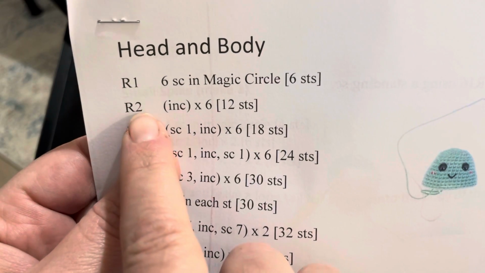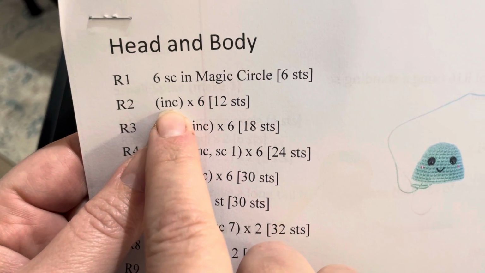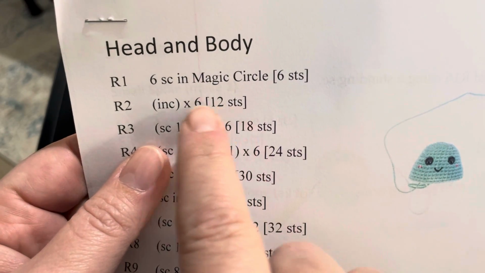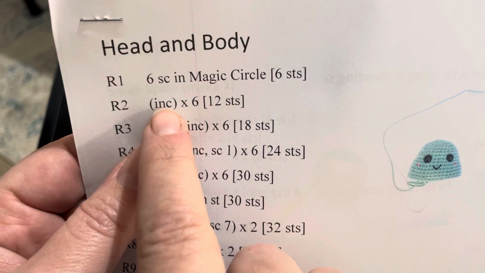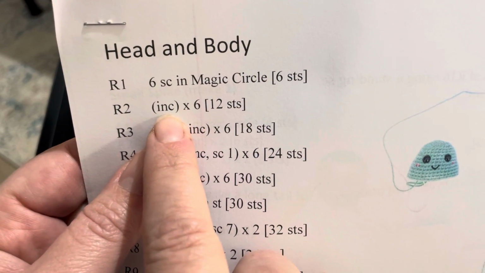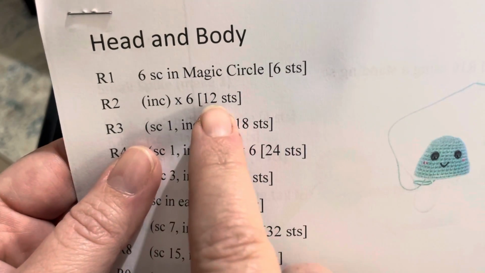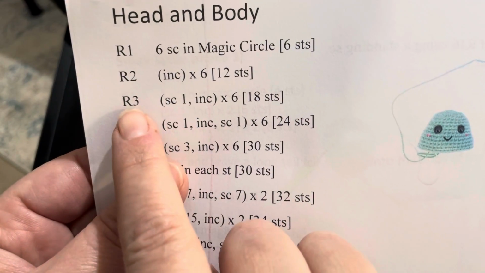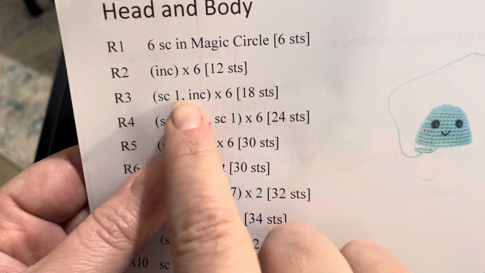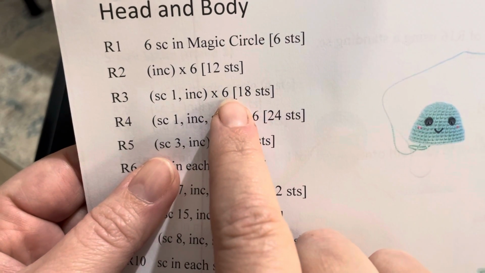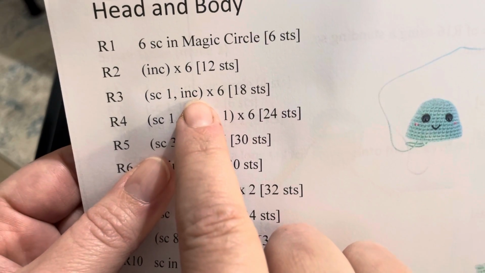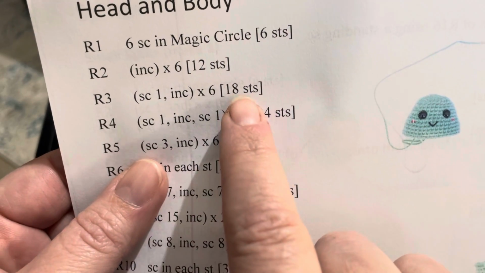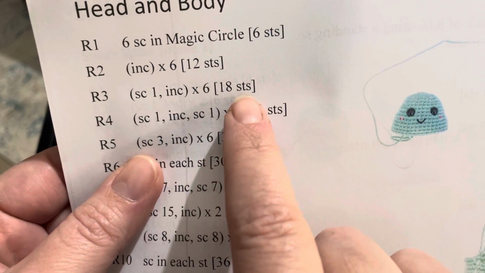For the next round is round 2. This stands for increase. So increase 6 times. You will have 12 total stitches. That means the increase, you double your stitches, and I will have another video. Look for my other video on increasing and decreasing. And it tells you the total. Then it will give you a pattern to do. Round 3, you're going to single crochet 1, then increase 6 times. What that means is you're going to single crochet, increase, single crochet, increase, single crochet, increase, all the way up until you've done it 6 times, and you now have 18 total stitches.